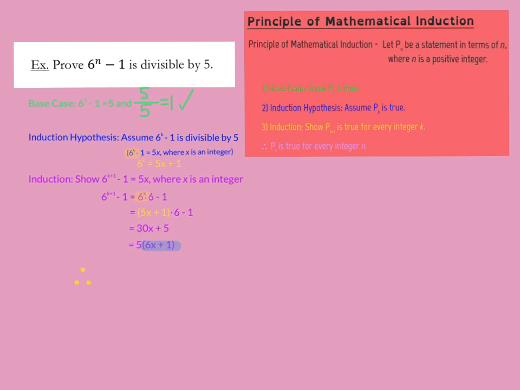So lastly, we just need to include our concluding statement. 6 to the power of n minus 1 will always give us a number that is divisible by 5, which we just proved by the principle of mathematical induction. Nice work.